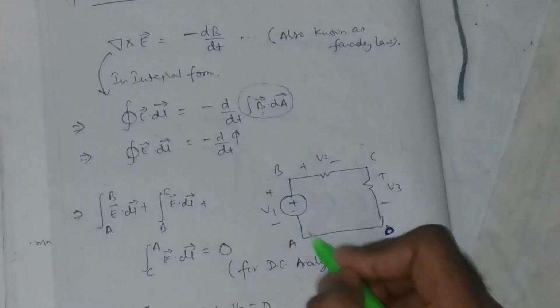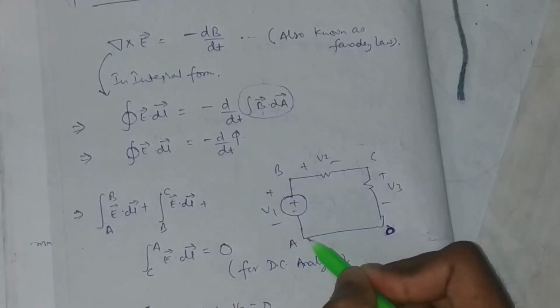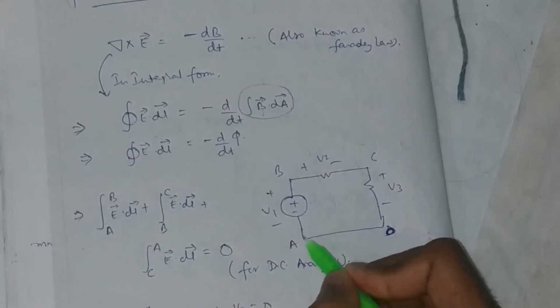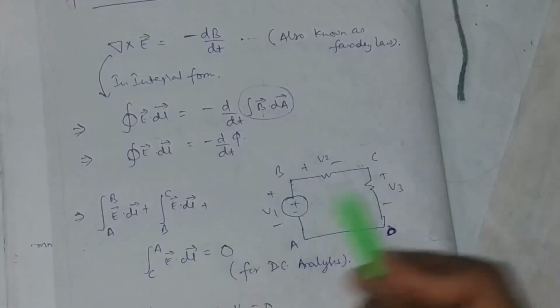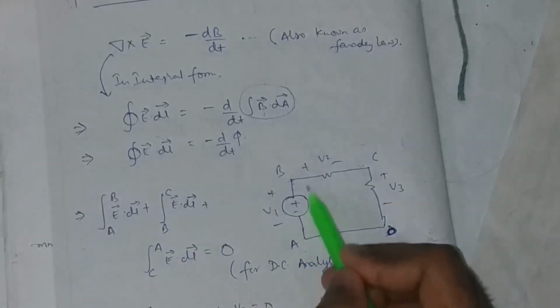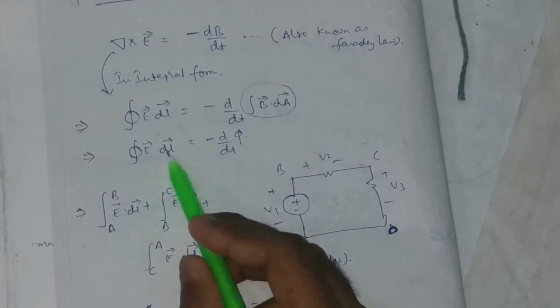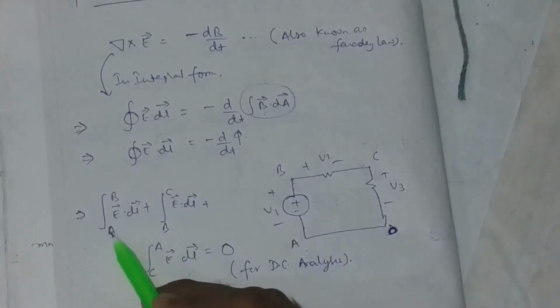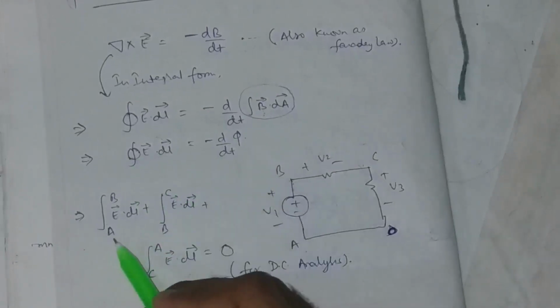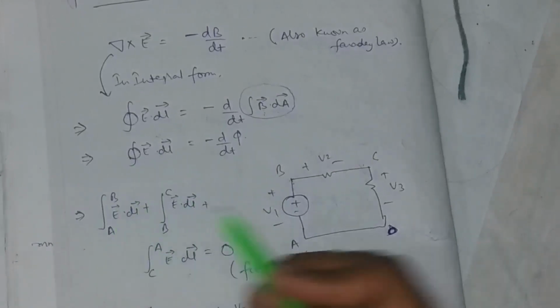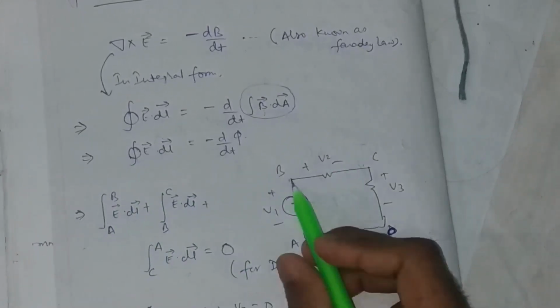So if you see in this path, we can write E dot dl from A to B, then B to C, and then C to A, so it becomes a closed line integral. This term and this term are both the same, because here we are writing it over just a closed loop, and here we divide this loop into simple elements.